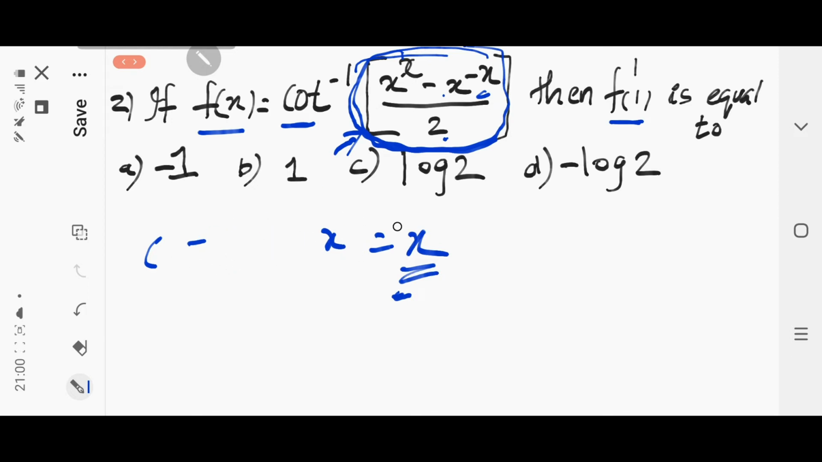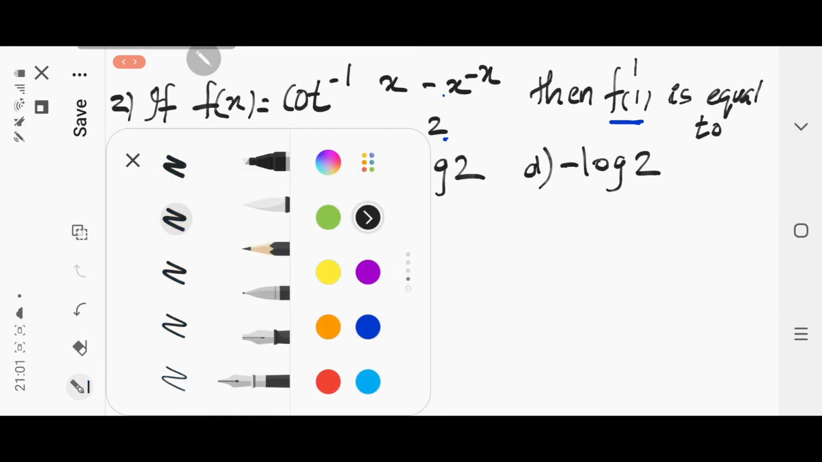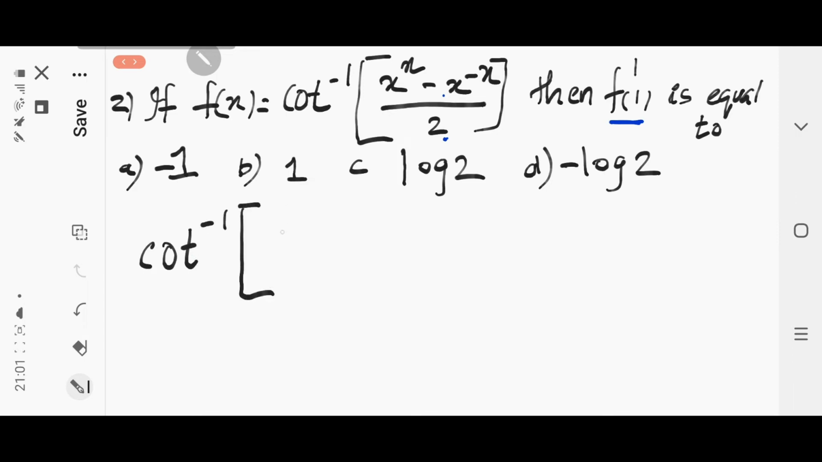Okay. Then going to solve the question. See how to solve this question. See, what is the question given to you? F of x is equal to cot inverse of (x raised to x minus x raised to minus x) the whole divided by 2. Okay. That means, see, before going to derivative, you need to simplify this question. X raised to x minus x raised to minus x the whole divided by 2. You can write like that.